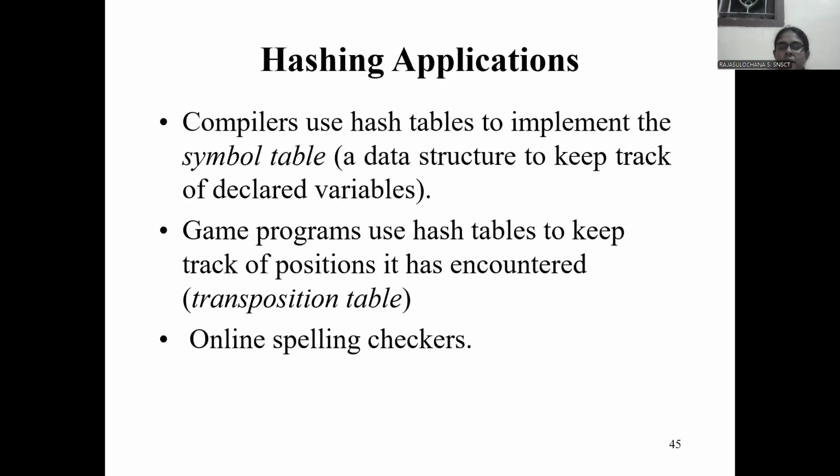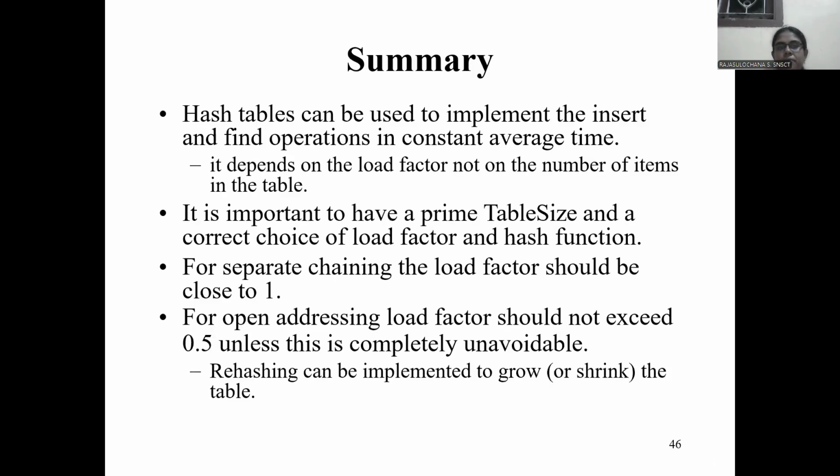The applications of hashing are as follows. Compilers can use a hash table to implement a symbol table. A symbol table is a data structure to keep track of declared variables. Similarly, game programs also use a hash table to keep track of positions it has encountered. That table is called the transposition table. It is also used in online spelling checkers. Hash tables are used to implement the insert and find operations in constant average time.